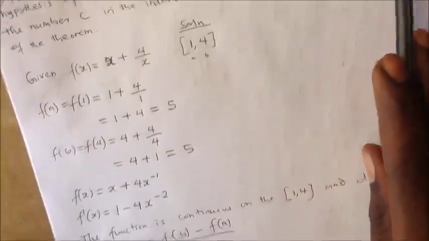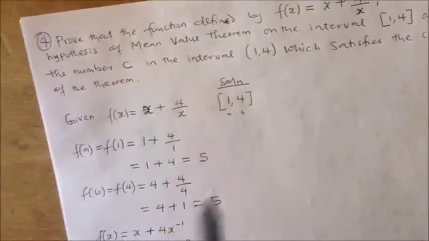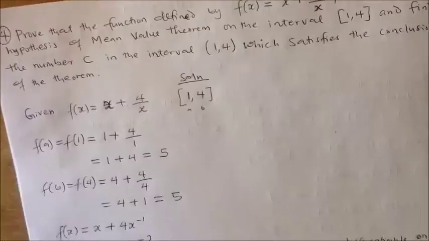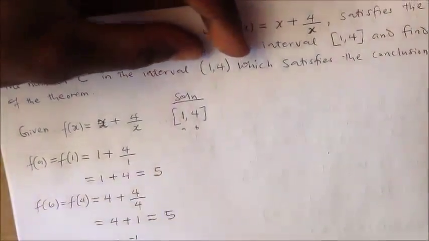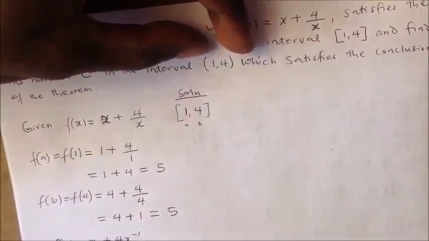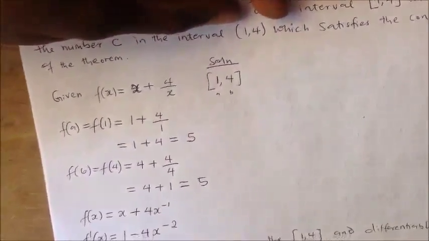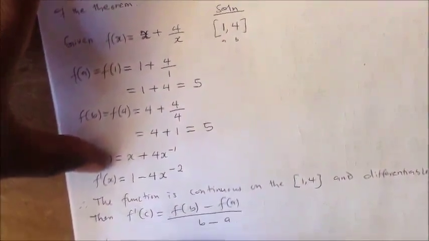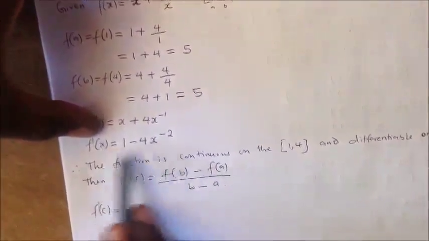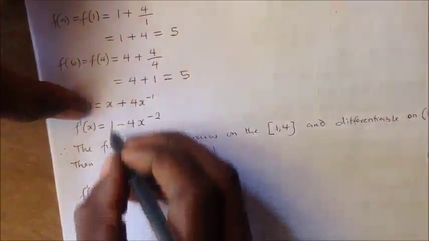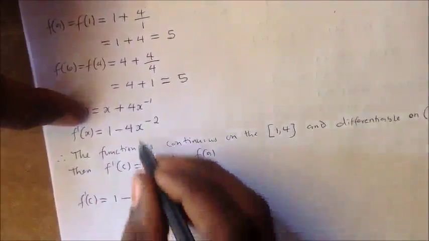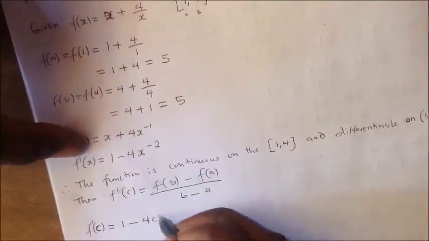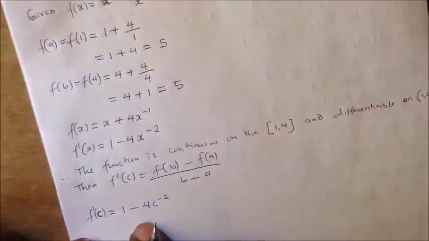The last part of the question says we are to find the number c in the open interval 1, 4. To find that number, you are to use the conclusion of the theorem: f prime of c is equal to this. But we don't have f prime of c. Since we have f prime of x, we can find f prime of c. Anywhere we have x in this function, we replace it with c. So we have 1 minus 4c raised to the power minus 2. This is our f prime of c.